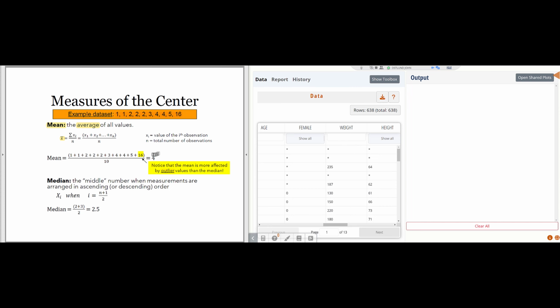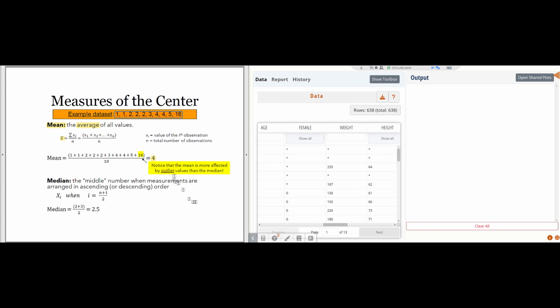So if we add up all of these values in our example data set and divide by the number of values, we compute a value of 4 as the mean. And yet, if we look for the value 4 in the data, notice that 6 of these 10 values are less than 4, and only 4 of these 10 values are greater than or equal to 4. So because of this so-called outlier value 16, the mean is perhaps artificially brought up.